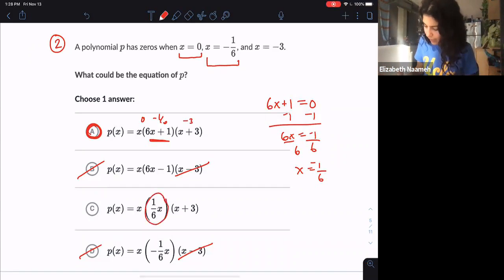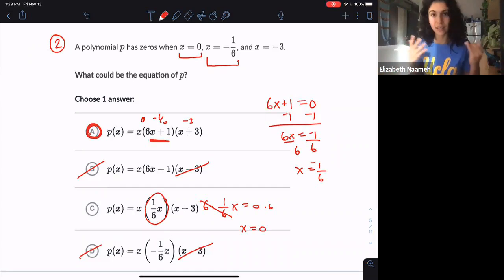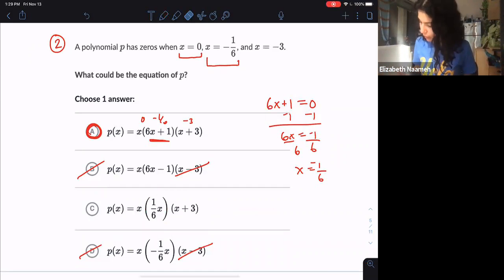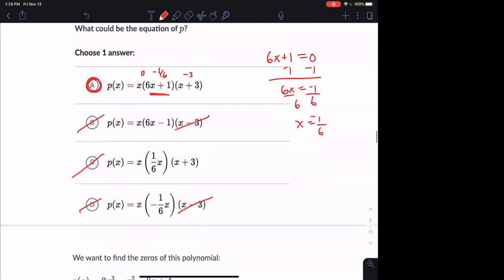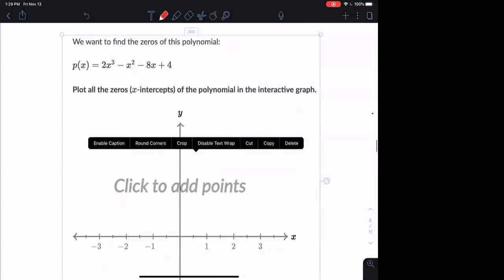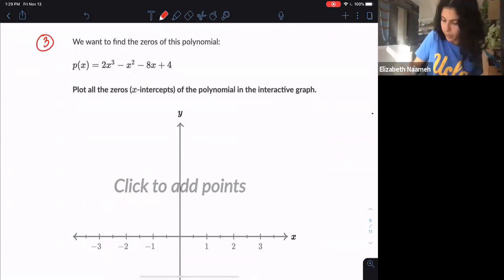This guy, on the other hand, if I set it equal to 0, I would multiply both sides by 6, and I just get x equals 0. I don't want a 0 at 0. I want a 0 at -1/6. So that's why we would narrow it down the way we did. Any questions? Let's move on to number 3. Thanks, Giselle. Number 3, here we go.